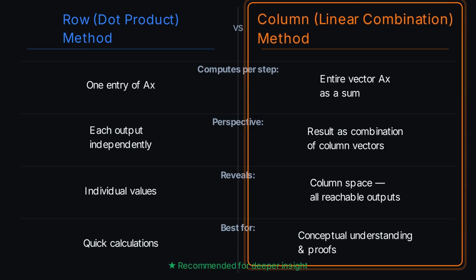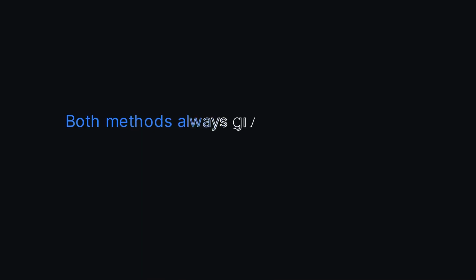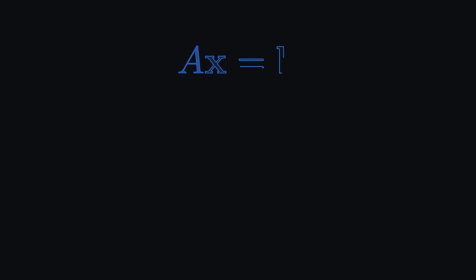Notice the emphasis on the column method. It gives us deeper insight into the structure of matrix multiplication. One important point: these two methods are not competing algorithms. They always produce identical results. The same arithmetic, just regrouped. The preference for the column view is about interpretation, not computation. Neither method is wrong.